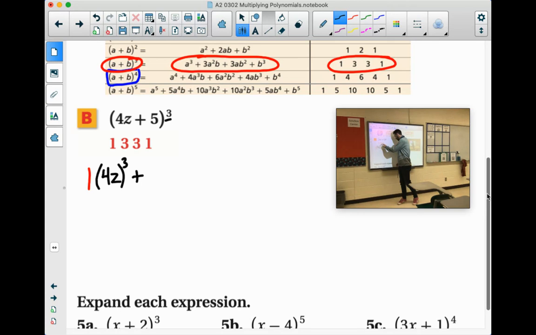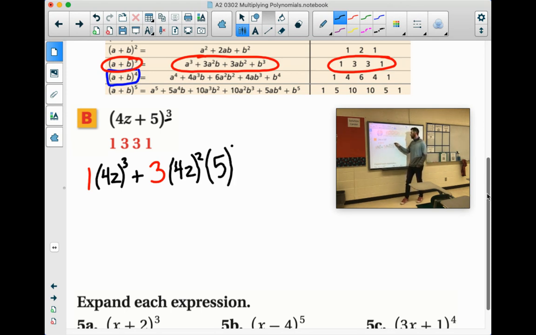Plus, we'll get our 3 from here. So we'll do our first term, the 4z squared, and the second term, the 5 to the first power. Which you could write the 1 there, sure. But remember, the 2 exponents need to add up to the exponent on the expansion.